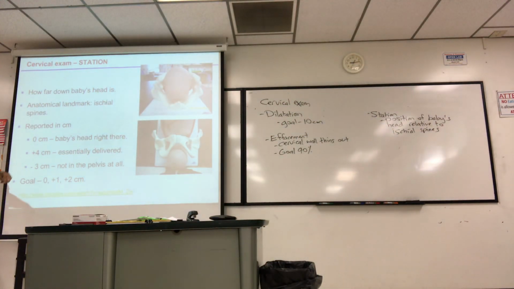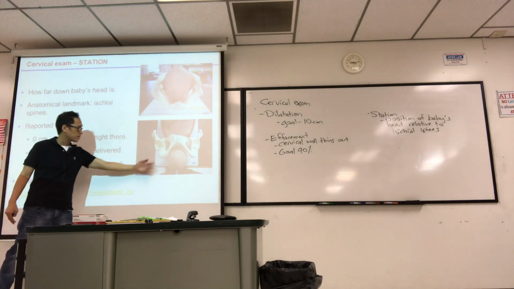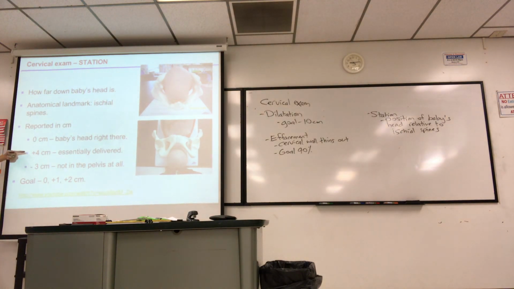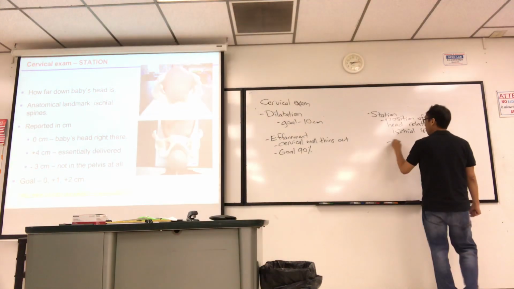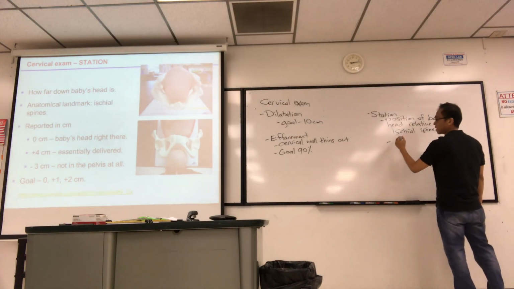All right, because you're using a relative landmark, if the top of the baby's head is at the same level as the ischial spines, that's called 0. +4 is essentially delivery. That means the baby's head is 4 centimeters inferior to the spines. If you're -3, you're not even in the pelvis at all. So the goal is like 0, +1, +2. You guys can go home and Google it yourself.